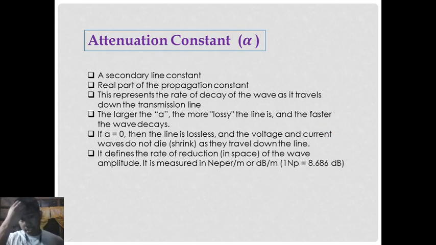Now we will discuss the attenuation constant very briefly. It is a secondary line constant. It is the real part of the propagation constant. The larger the attenuation constant, the more lossy the line is and the faster the wave decays. But if the attenuation constant is equal to 0, then the line is lossless. It is measured in Nepers per meter or decibels per meter. 1 Neper is equal to 8.686 decibels.